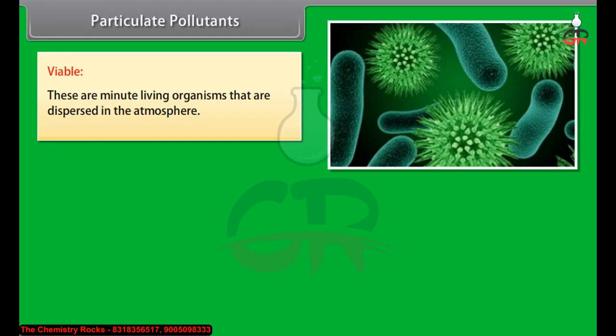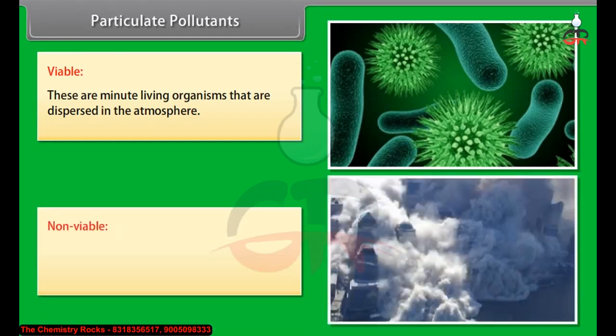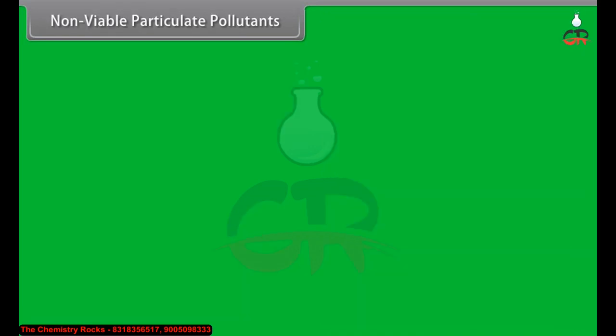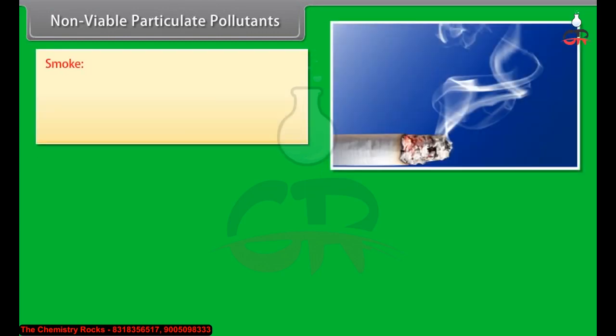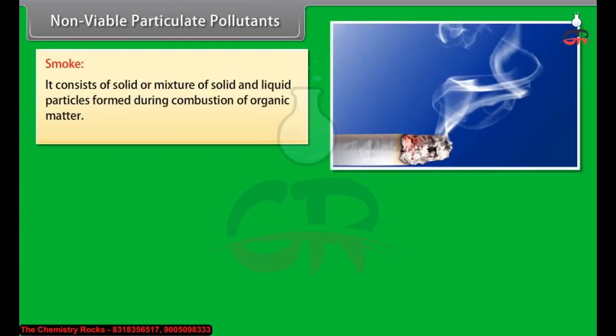Non-viable. These particulates are classified according to their nature and size. Non-viable particulate pollutants. Smoke. It consists of solid or a mixture of solid and liquid particles formed during combustion of organic matter. For example, cigarette smoke, smoke from burning of fossil fuel, oil smoke, etc.